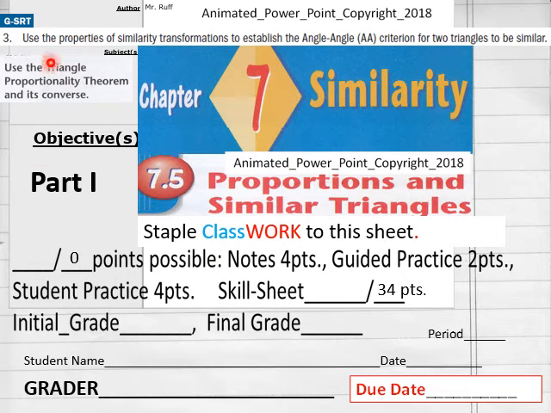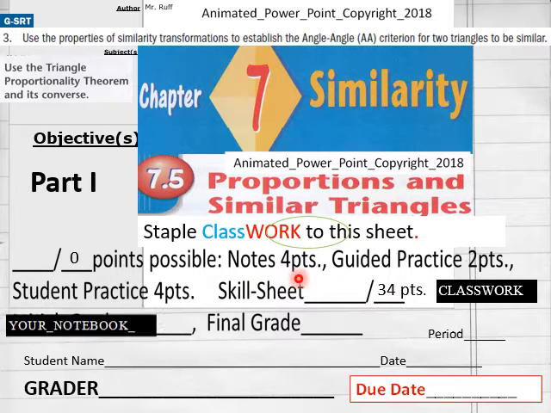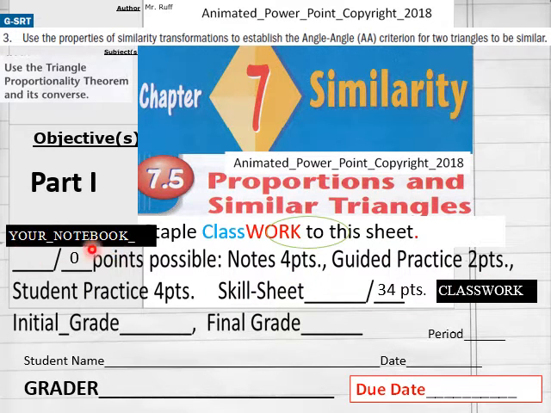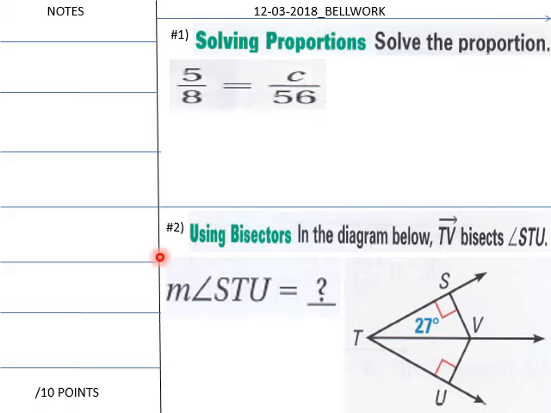7.5 Part 1, here is your standard, here is your objective, and here is our 34 points of classwork sheet. You need one of those. Notebook, there's no notebook assignment here.